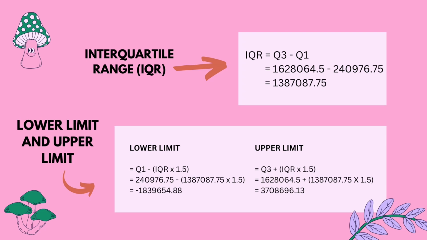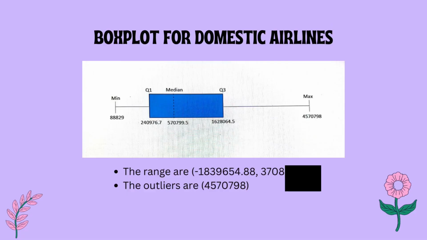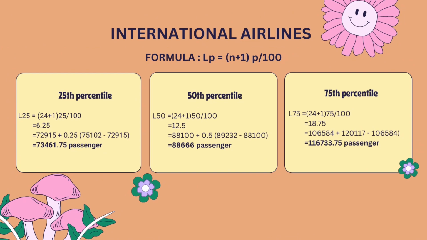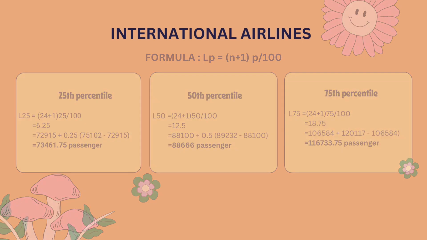Then we use the IQR to calculate the lower limit and upper limit that we will use in our range data. This is the box plot for domestic airlines. Any value that is smaller or larger than the range is considered an outlier. So the outlier is 4,570,798. We use the same formula, LP equals (n plus 1)p over 100, to find the 25th, 50th, and 75th percentile for international airlines.